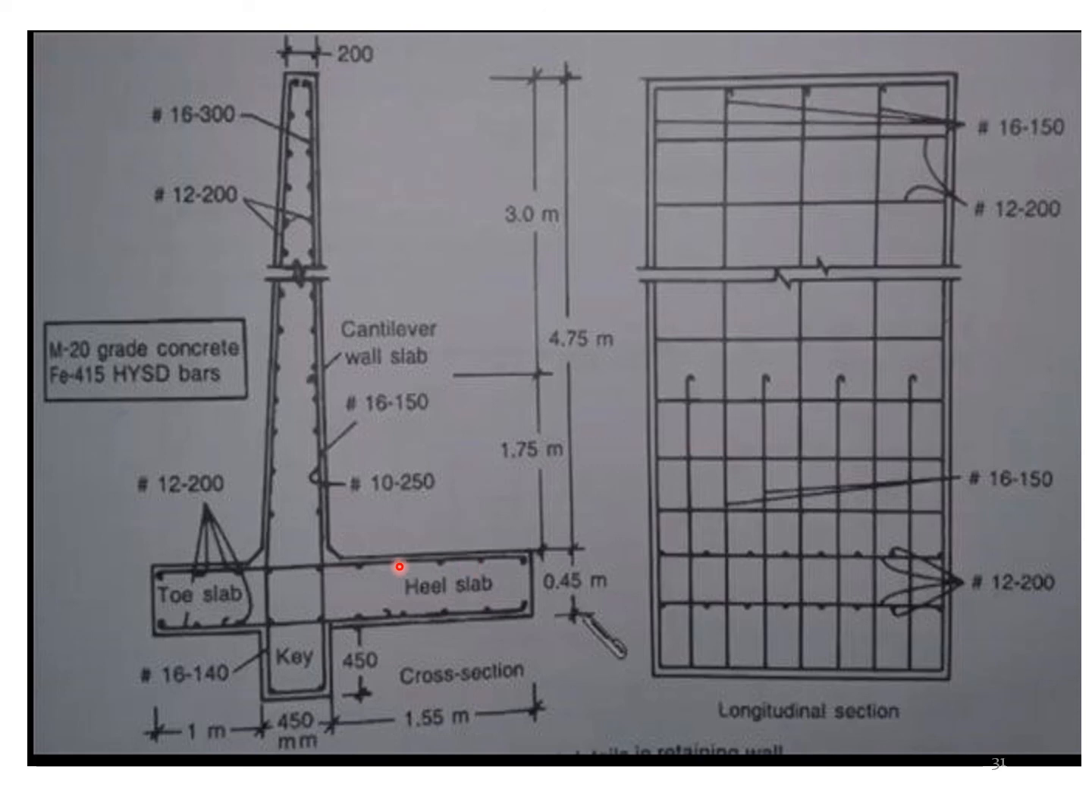So this is the heel slab, and the toe slab reinforcement is this one. The main reinforcement is 16 mm at 150 mm, and the secondary reinforcement is 10 mm at 250 mm. After 1.75 meter height, I can reduce the area of steel. So I have increased the spacing of the main reinforcement. Instead of reducing the bar size, I am increasing the spacing, which means the area of steel is decreasing. So up to a distance of 1.75 meter, it was 16 mm at 150 mm. Beyond 1.75 meter, the spacing has been increased. The reinforcement spacings are 12 mm at 200 mm.